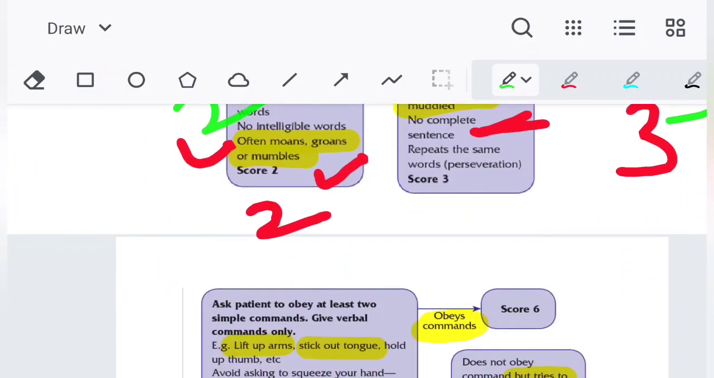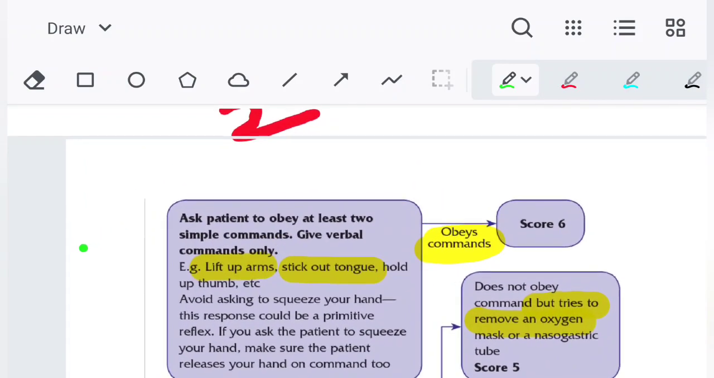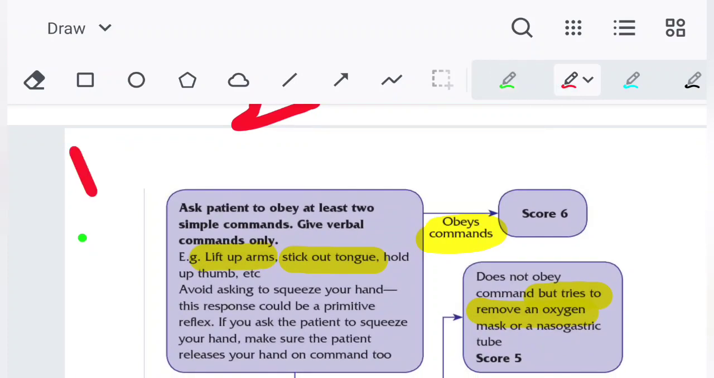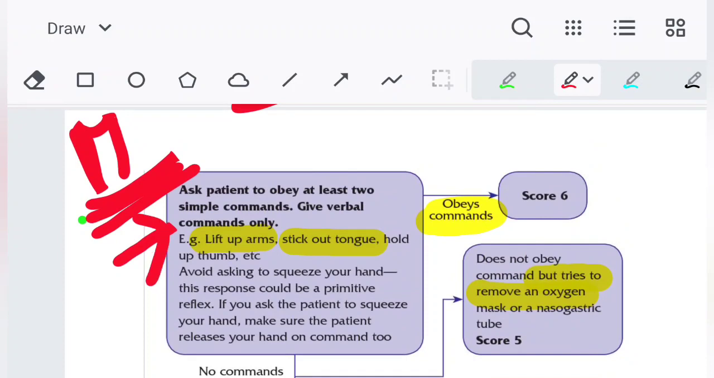Okay, now comes the motor response. For motor response, we give the patient some simple verbal commands, like lift up your arms or show me your tongue or hold the thumb. All these verbal commands are given to check the motor response.